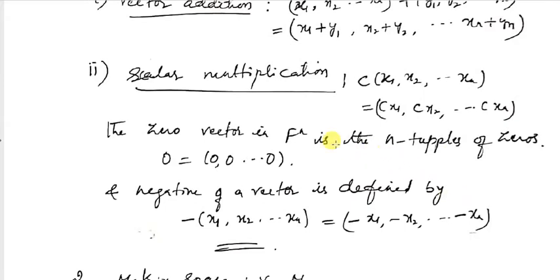So 0 vector in Fn is the n tuples of 0 in the form 0, 0, 0. Negative vector is defined as minus of x1, x2 and so on xn. So taking minus sign inside, minus x1, minus x2 and so on minus xn, which is again in Fn, which belongs to Fn.